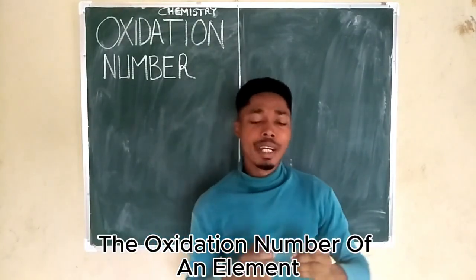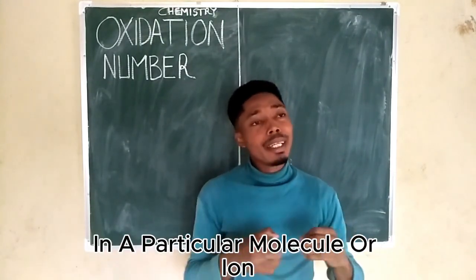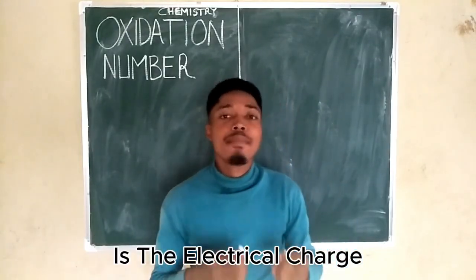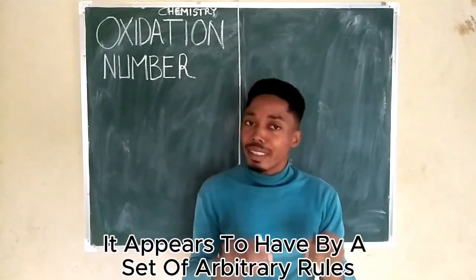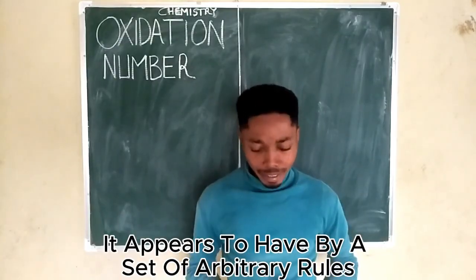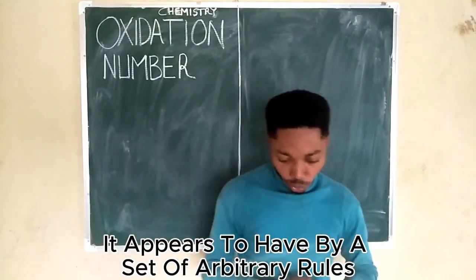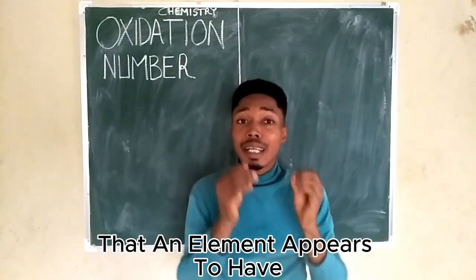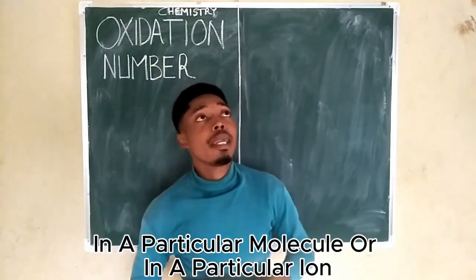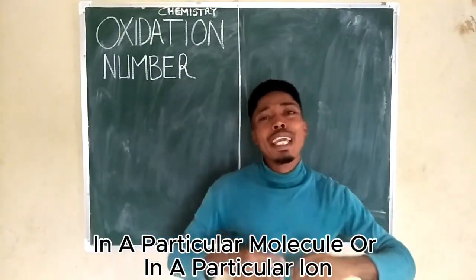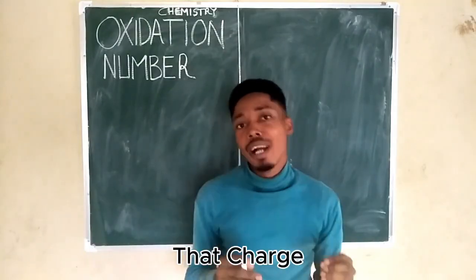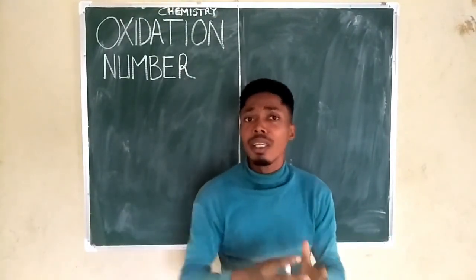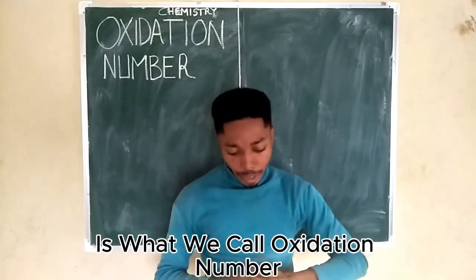The oxidation number of an element in a particular molecule or ion is the electrical charge it appears to have by a set of arbitrary rules. So the electrical charge that an element appears to have in a particular molecule or in a particular ion, that charge as determined by a set of rules is what we call oxidation number.